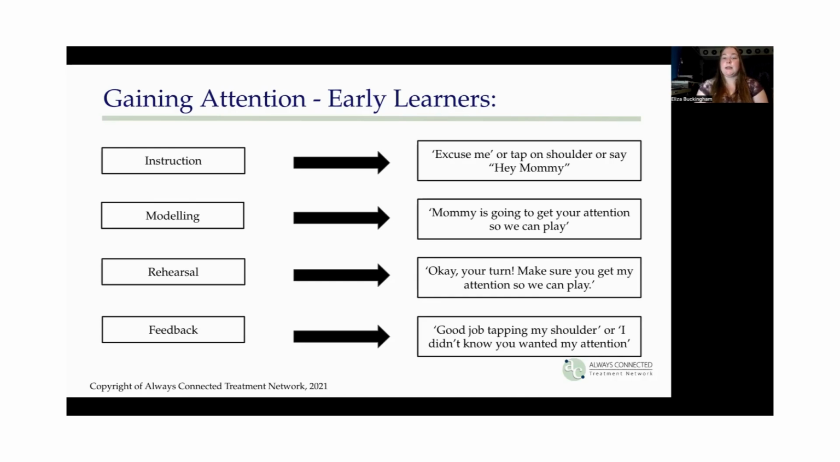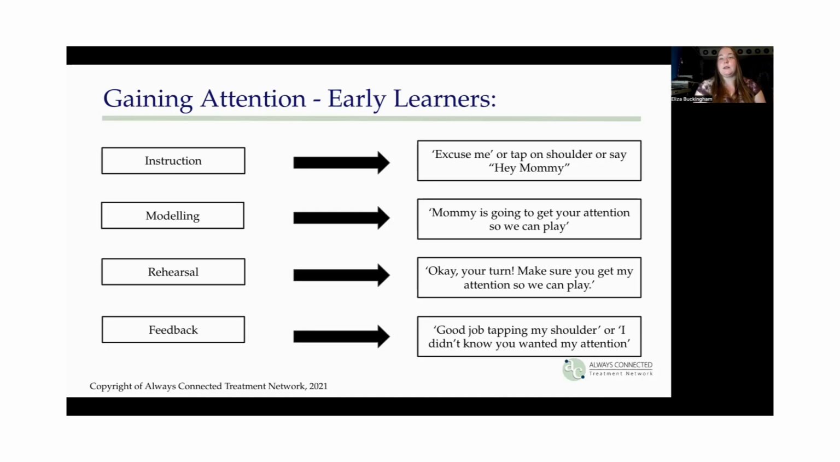Then for modeling, you can say mommy is going to get your attention so that we can play. And then you can do all three modalities. You can do just tapping on the shoulder, whatever you choose is appropriate, then that's appropriate for you. And then for rehearsal, okay, it's your turn. Make sure that you can get my attention so that we're able to play. So again, giving them, okay, it's your turn so that they know it's their time to practice. And then kind of giving them that rationale there, but making it simplistic enough where there's not too many words being used and it's getting confusing.